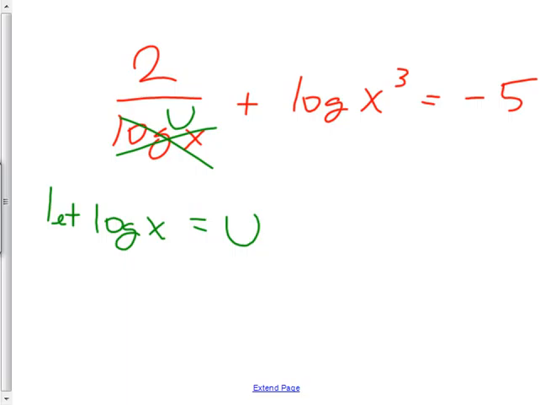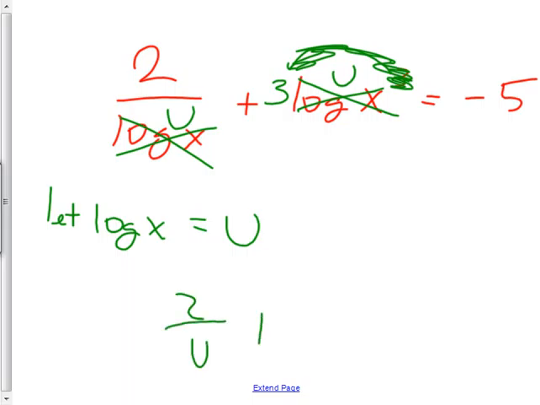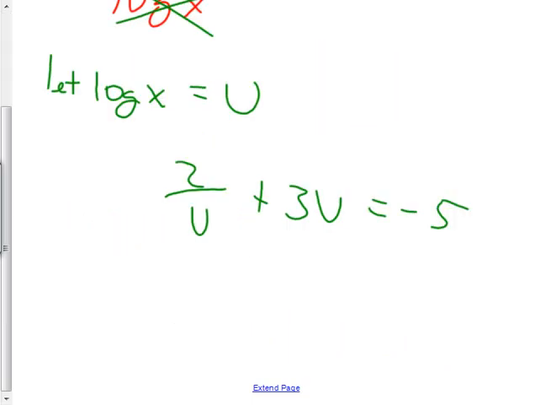But what do I do with that one? Put the 3 down in front. You are correct. Remember how there's a property that says that these numbers that are up as exponents can go down here? Well, we need to do that, so that now we've got a plain old log x, because that's what I substitute u for. I can't substitute the u in unless it's just a plain log x. So now this plain log x can come out and I can put in a u. And now I'm going to rewrite my equation. 2 over u plus 3u equals -5. And now I just solve this puppy.